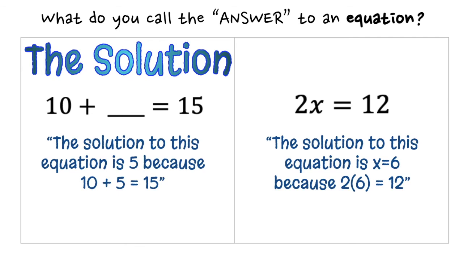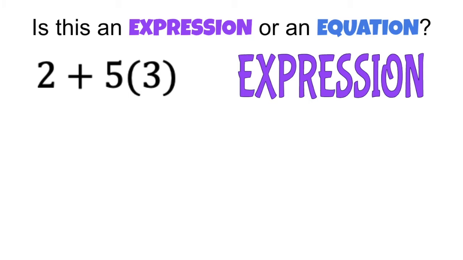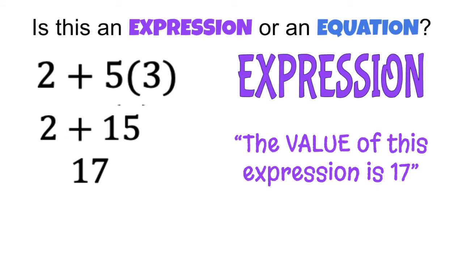Let's look at a couple examples. Is this an expression or an equation? If you said expression, you are correct because there is no equal sign here. So what can we do? We can just go in and simplify. 5 times 3 is 15 and 2 plus 15 is 17. So the value of this expression is 17.